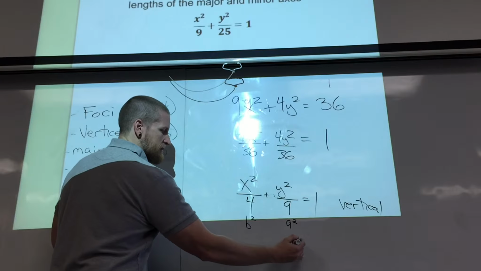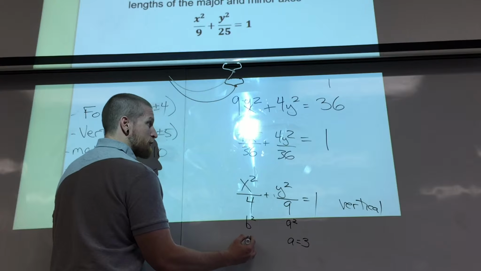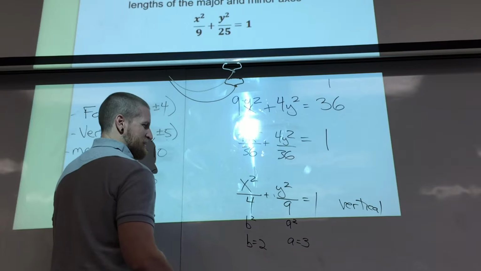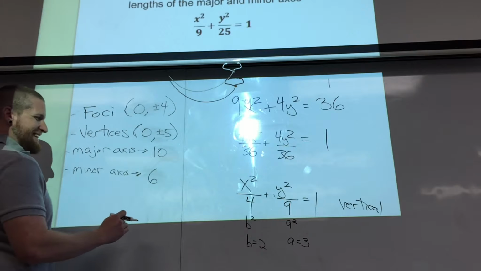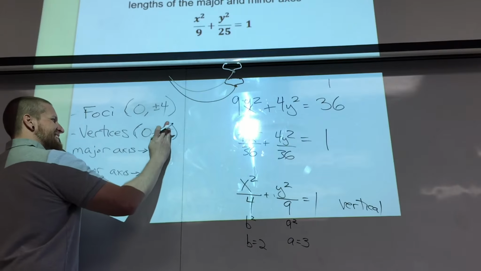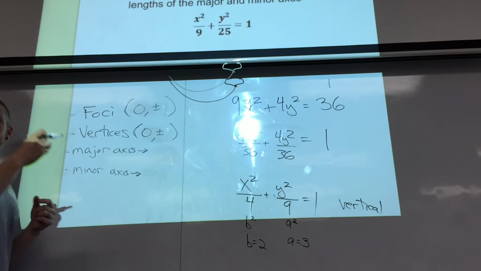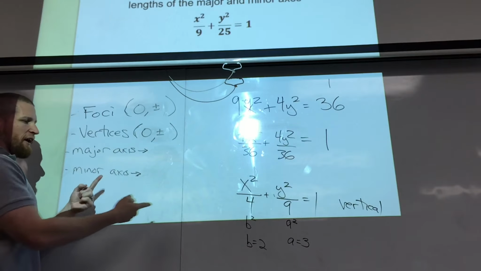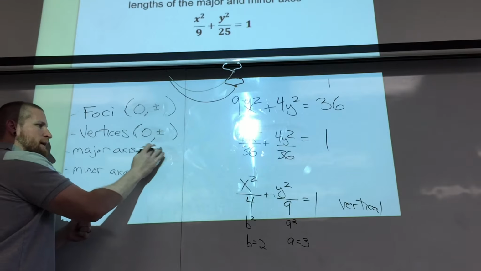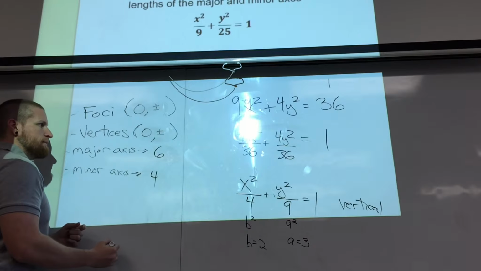What's the square root of 9? Quick. 3. Square root of 4? 2. If I pull out the same numbers, the major axis and minor axis all come from A and B, so 2 times A would give me 6, and 2 times B would give me 4.